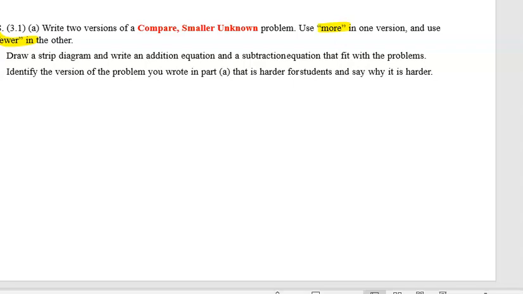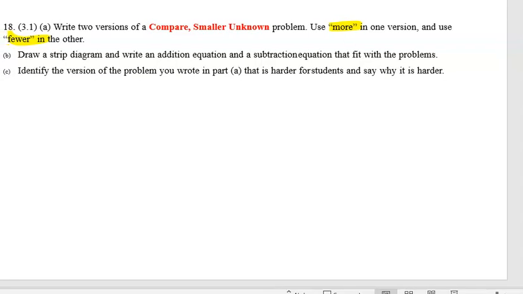So type 4, it's asking us to write a compare problem and a smaller unknown. So in the word problem that is a compare type, we have two quantities. One of them is bigger, the other is smaller. And when we subtract them, we get the difference.